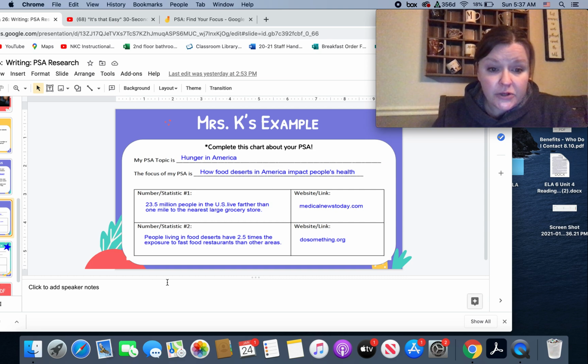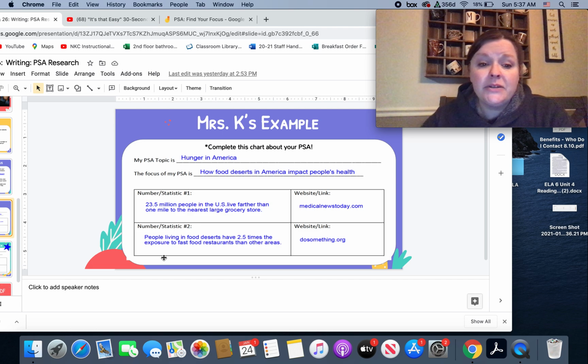And then I found another statistic on another site. People living in food deserts have 2.5 times the exposure to fast food restaurants than in other areas. And I have the link where I found that. Just proving both of those, I think, point to how it impacts people's health if you don't live near or have access to healthy food.